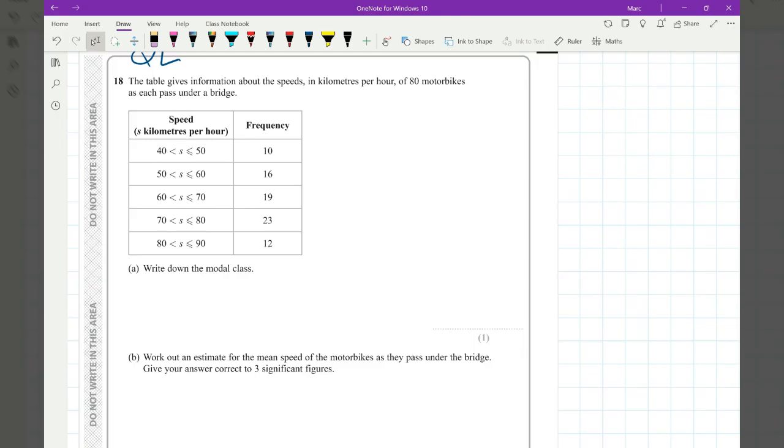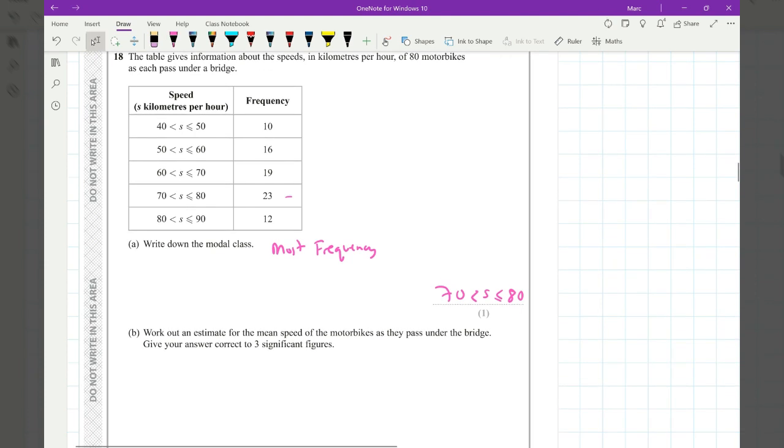Right, question 2. Yeah, classes, this comes up a lot. I've noticed from going through these past papers. Table gives information about the speeds in kilometers per hour of 80 motorbikes as each pass under a bridge. The modal class, that's the one with the most frequency. And that's going to be this one here, 70s, and then 80. Right, write out an estimate for the mean. Give your answer to 3 significant figures.